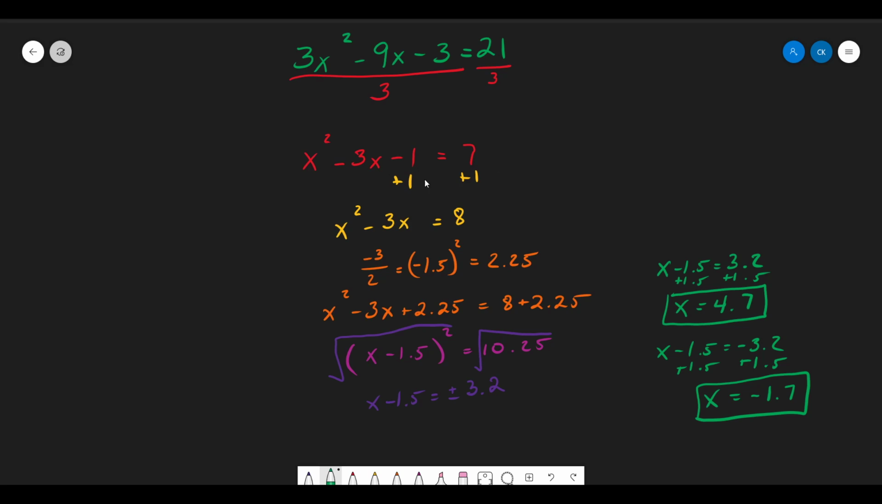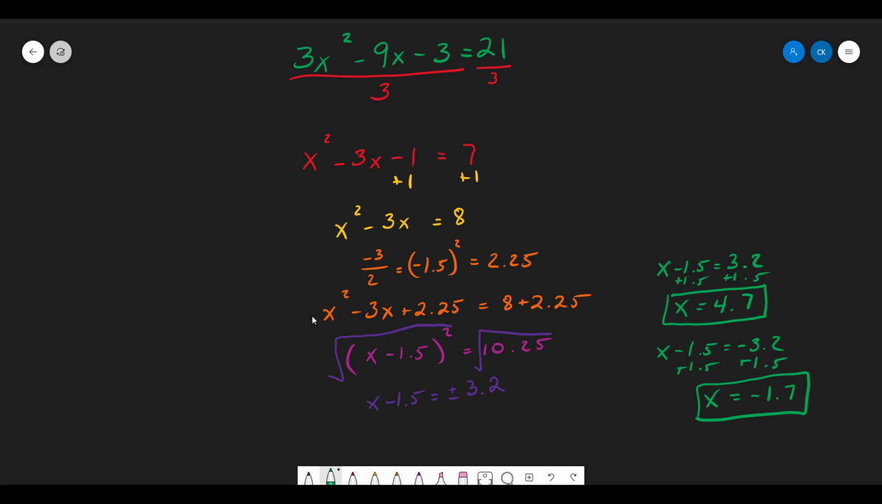Now I want to complete the square. So I bring the number to the other side, so I add 1. So I get x squared minus 3x equals 8. I take my b, I divide it by 2. Negative 3 divided by 2 is negative 1.5. Square that, I get 2.25. So I'm adding 2.25 to both sides.